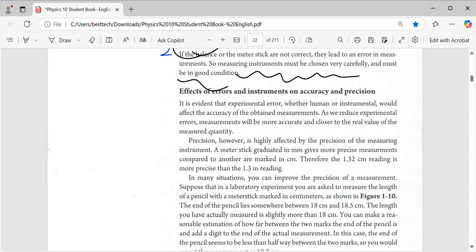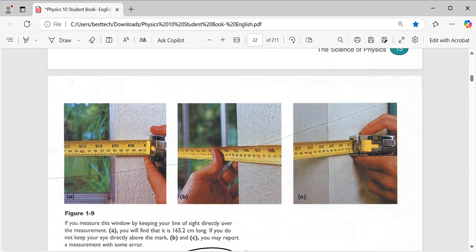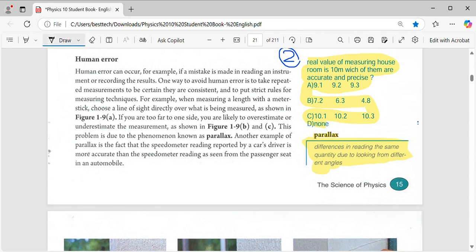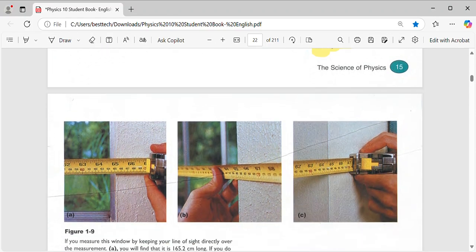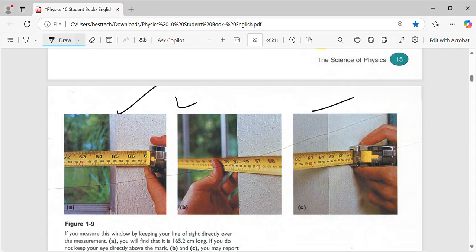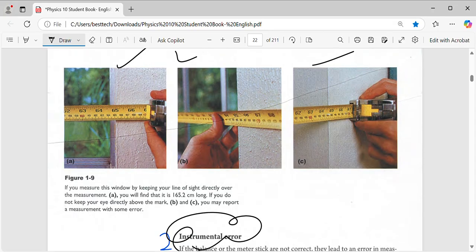Guys, so we have some factors, as we said in general, that can affect. But before this, I forgot to tell you about parallax. Parallax is defined as a difference in reading the same quantity due to looking from a different angle. Look, guys, we have three pictures: this one, this one and this one. All of these are measuring the distance of the window.